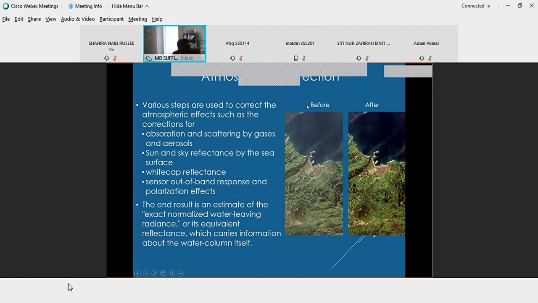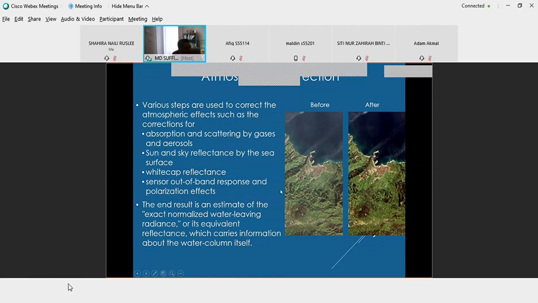And then here you can see before and after atmospheric correction. So it removes the disturbance from particles in the atmosphere, and you can see it is clearer.